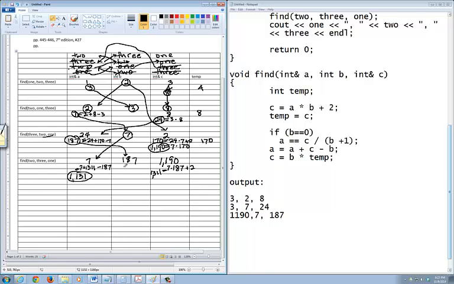The last step is to take B times the temp. So this is my new B, right? I gotta take B, this number, which is what? 187, times 1311. That should equal 245,157. So this is my last step in this thing.